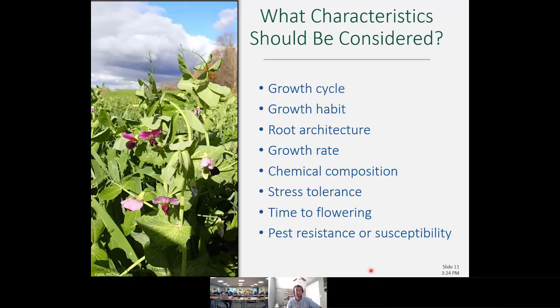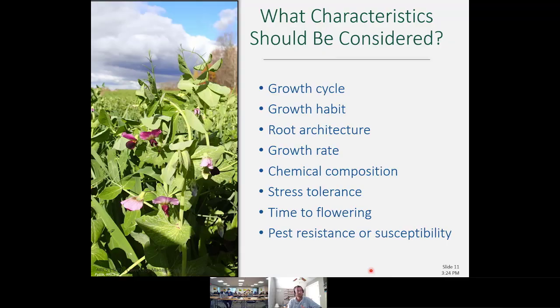Also thinking about chemical composition, and this is where I should have mentioned that maybe that producer is looking for some way to address nematodes, or maybe they're looking for a cover crop that could provide them some allelopathic effects towards some troublesome weeds that they're having.